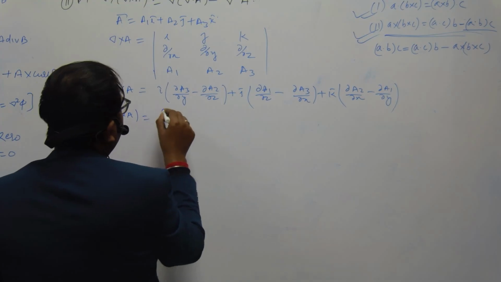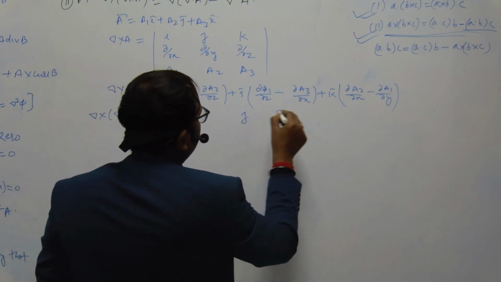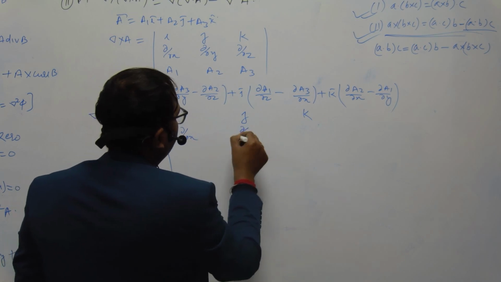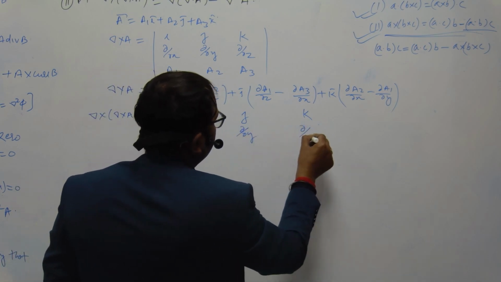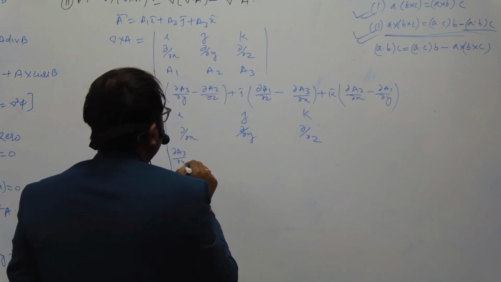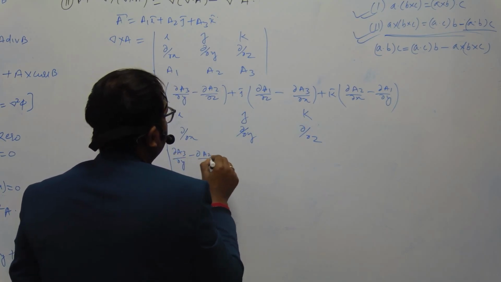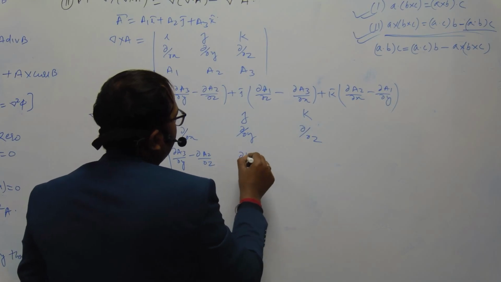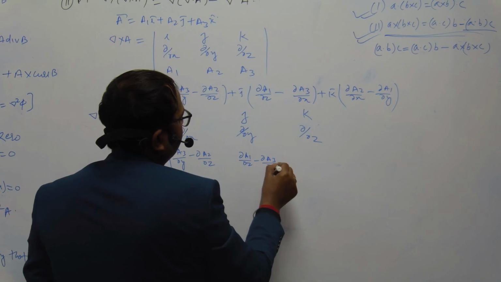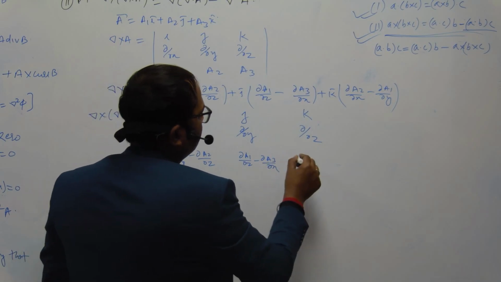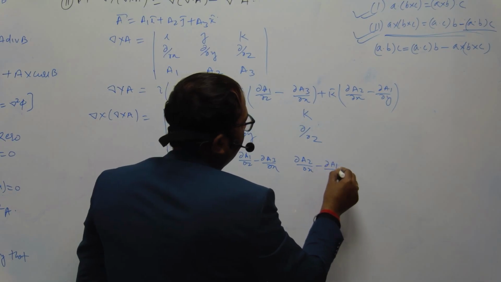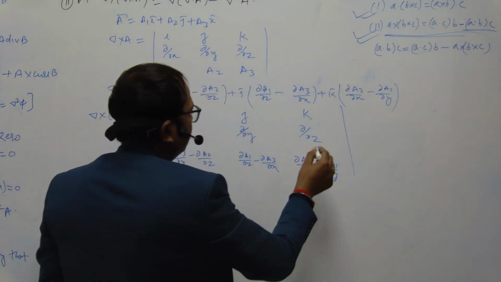So this is equal to i, j and k, del upon del x, del upon del y, del upon del z, and this is del a3 upon del y minus del a2 upon del z, this is del a1 upon del z minus del a3 upon del x, and this is del a2 upon del x minus del a1 upon del y. Okay, let us expand this.